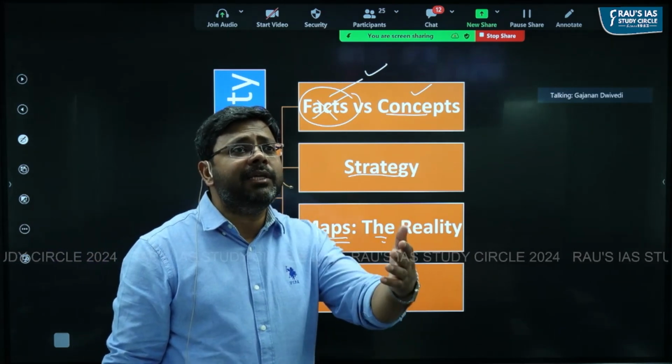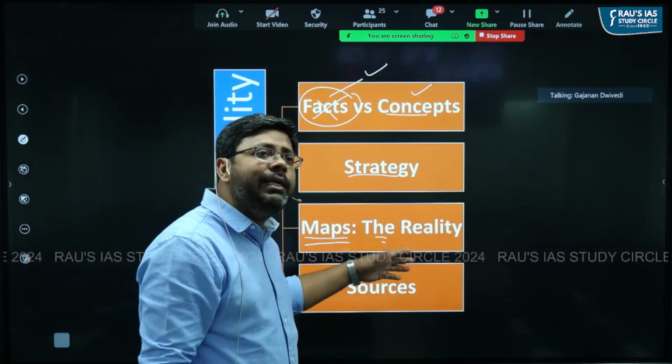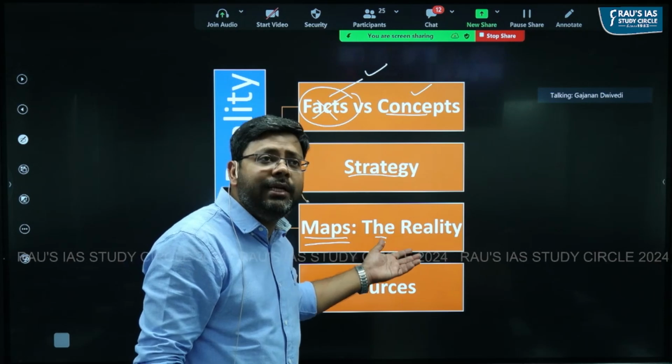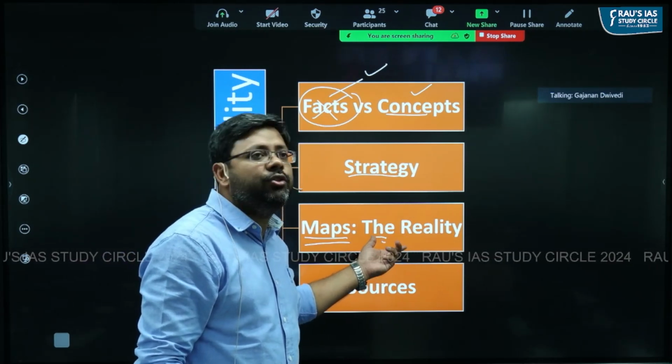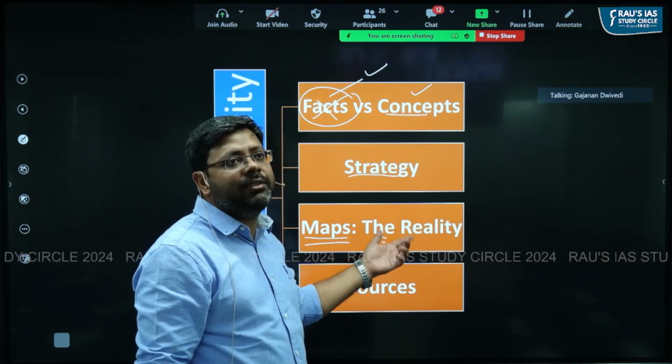बिना maps के तो subject पढ़ ही नहीं सकते हैं आप. Maps automatically get prepared. How would they get automatically prepared? I'll show you the questions and how to tackle the map questions in history optional.